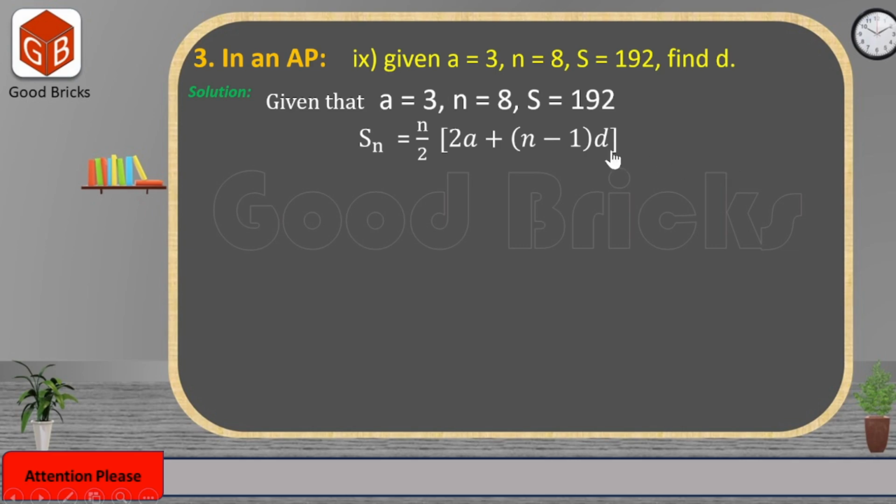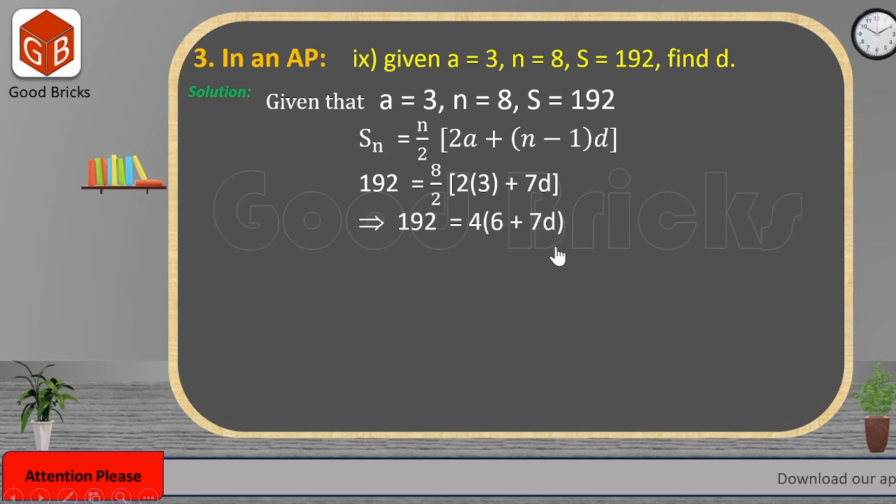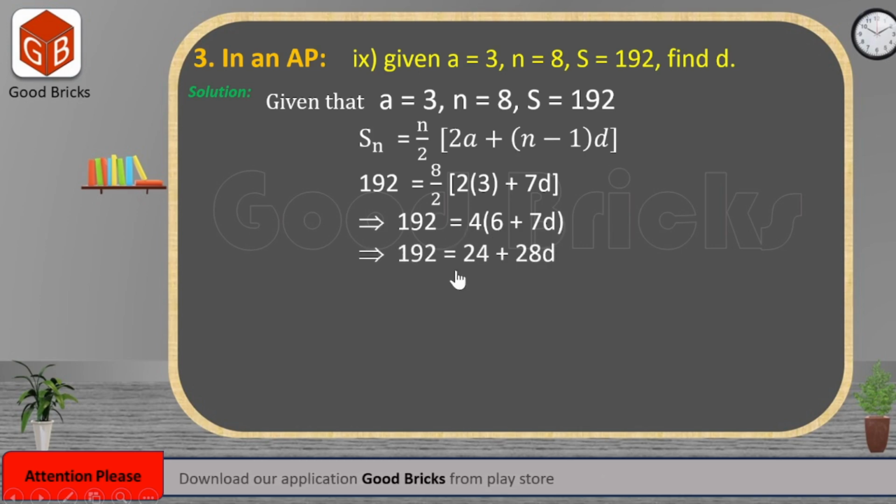So now in place of a we are going to put 3, in place of n we are going to put 8, and d value we don't know, that is what we are going to find. So after substitution you can write as shown here. Now 8 by 2 is nothing but 4, 2 into 3 is nothing but 6. So that is what the next step. When you multiply 4 into 6, 24, 4 into 7, 28. So that is what we have written here.